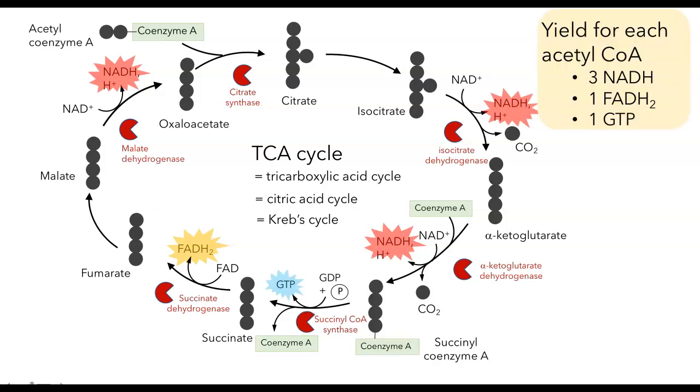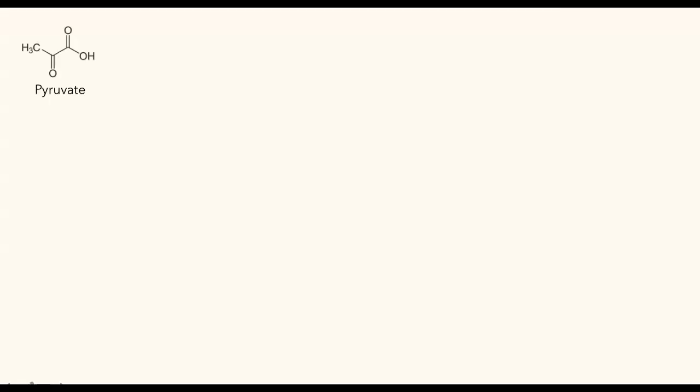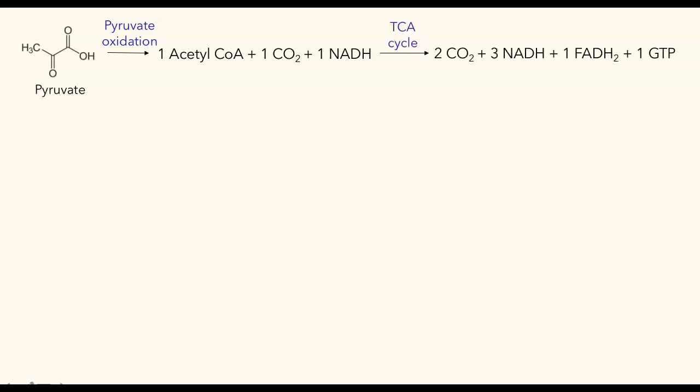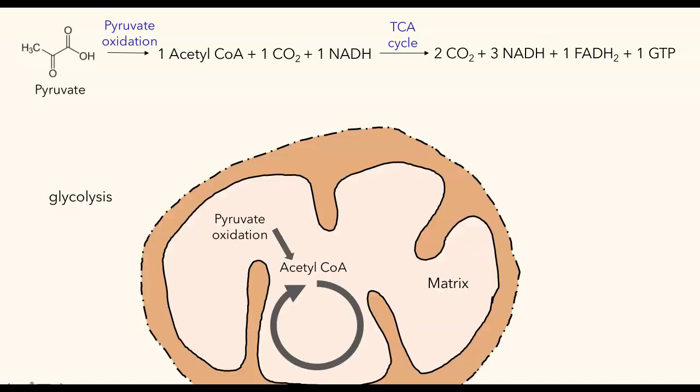What this means is that the overall yield for this reaction for each molecule of acetyl coenzyme A is 3 NADH molecules, 1 FADH2 molecule, and 1 GTP. Let's take a step back and think about the bigger picture. Each molecule of pyruvate will be broken down through pyruvate oxidation, and this will generate 1 NADH, and then it will be further processed to generate these other products through the TCA cycle. Remember that pyruvate was produced by glycolysis in the cytoplasm, but pyruvate oxidation and the TCA cycle will take place in the matrix of the mitochondrion.